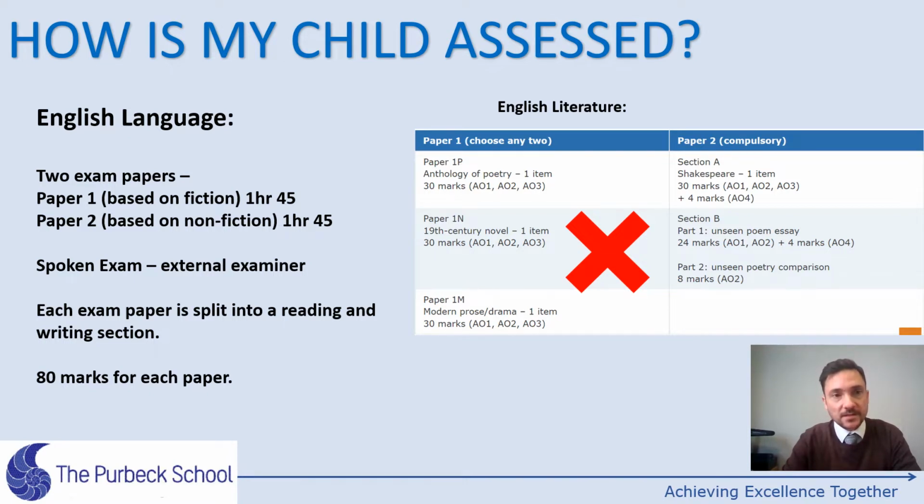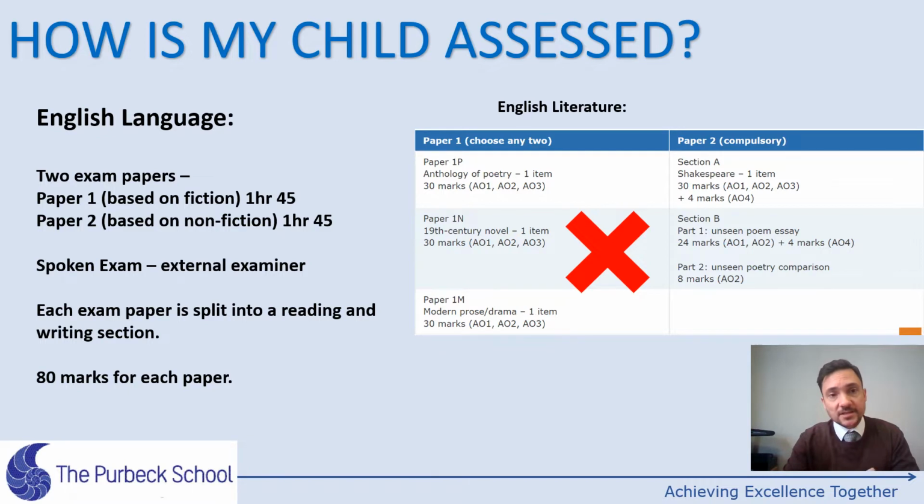The main difference between these two papers really is that the first one, they will always have to read an unseen aspect of fiction, normally the start of a novel or an extract from within the novel. And then paper two, they're given two non-fiction pieces to read, and they can be biographies, they can be travel writing sometimes, or they could be diary entries. And one of those tends to be from the 1800s, so it's quite a challenging thing for them to read.